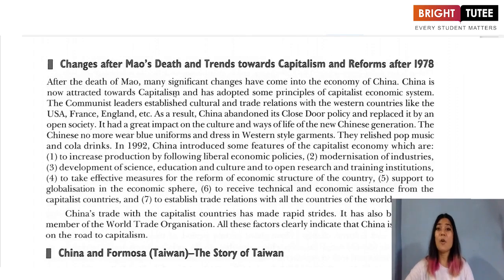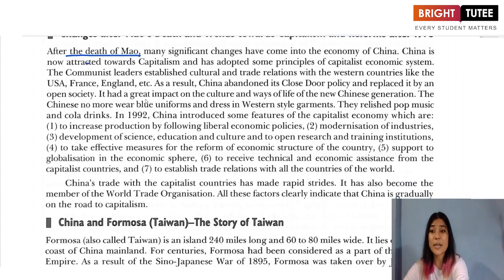Now, after the death of Mao Zedong, the leader of the Communist Party and Republic of China, more changes were brought about in the economy of China. China was attracted towards capitalism and adopted principles of the capitalist economic system. Before Mao Zedong's death, it did not adopt capitalistic elements into its economic system.